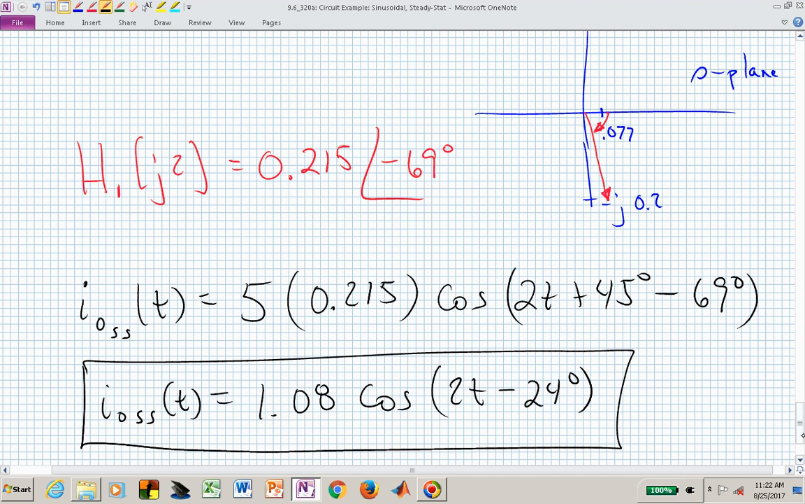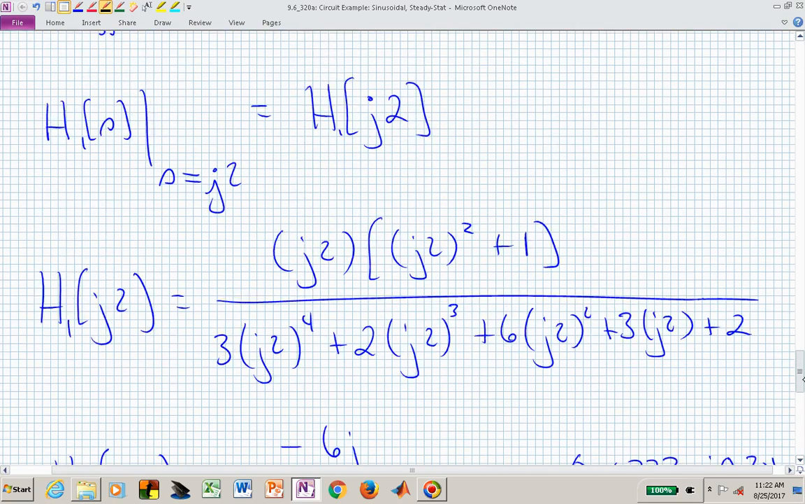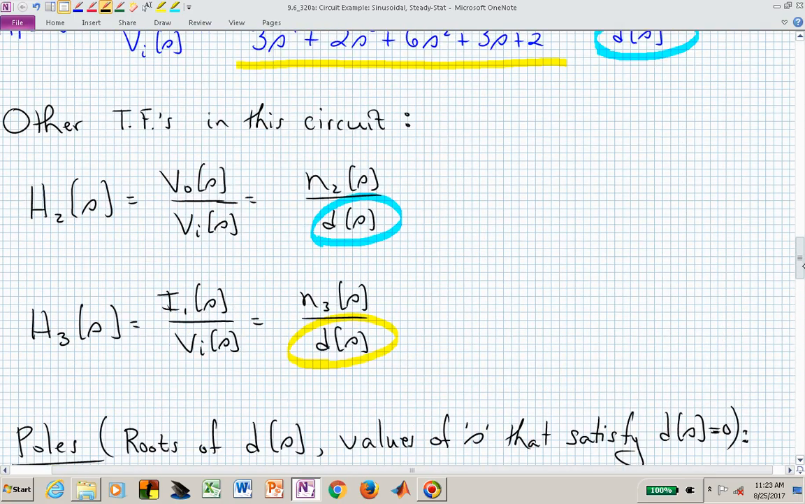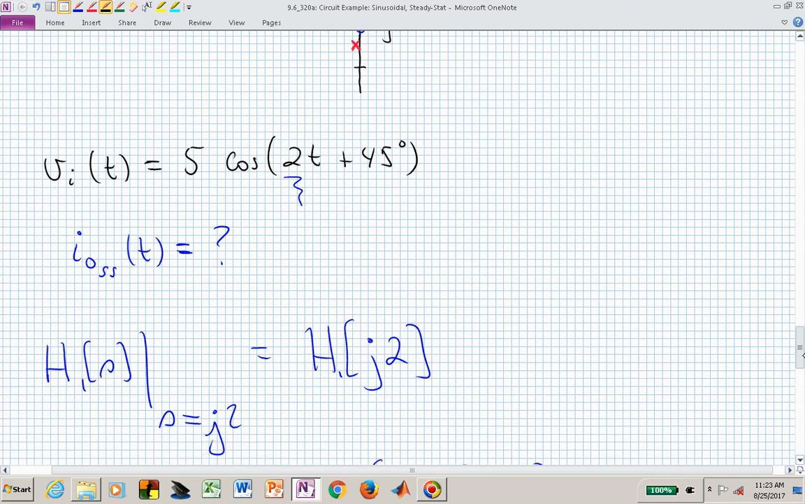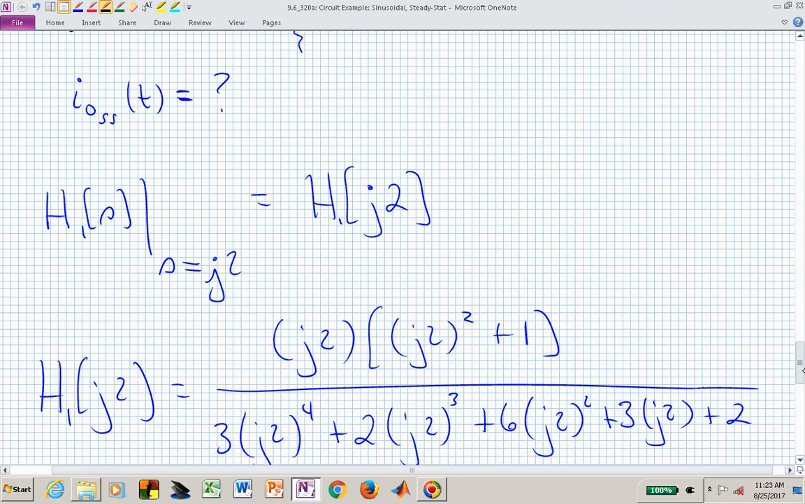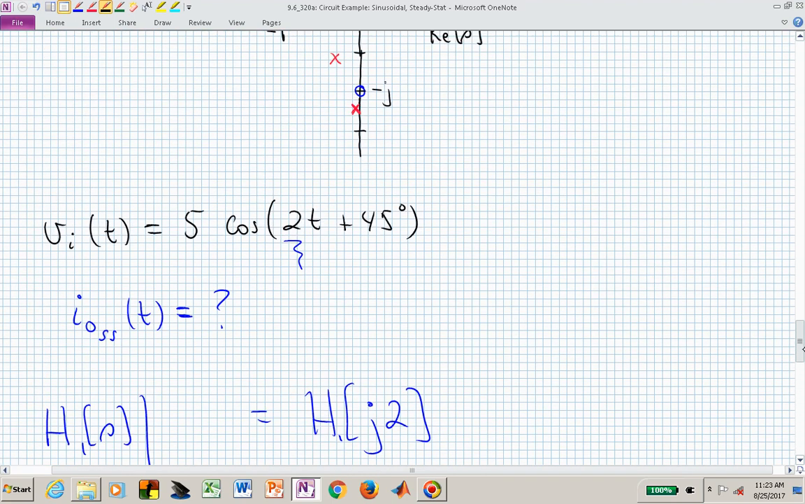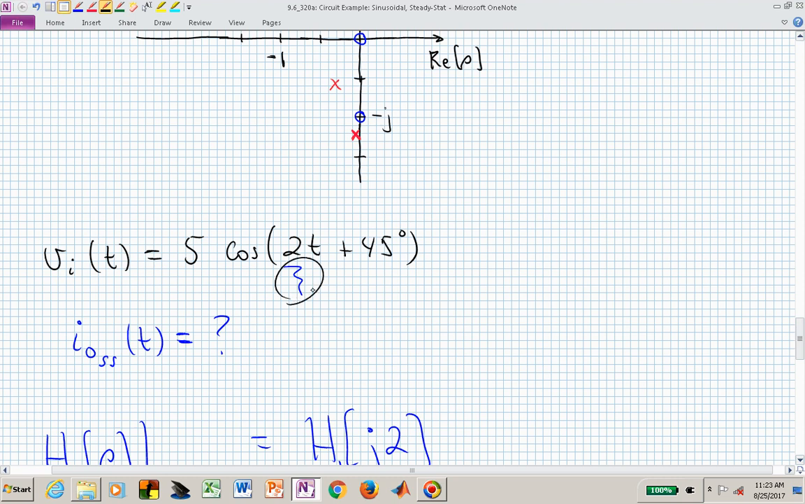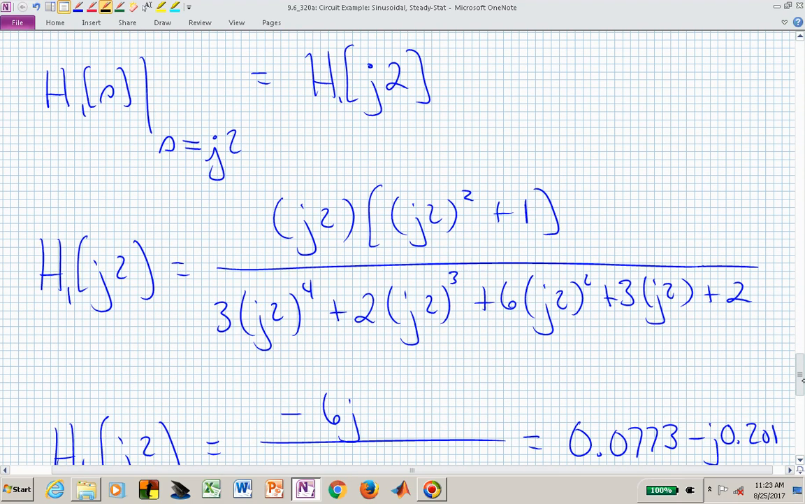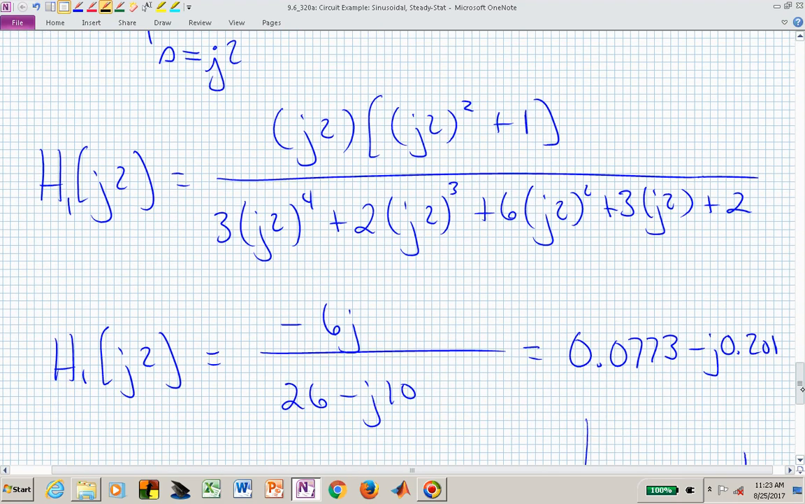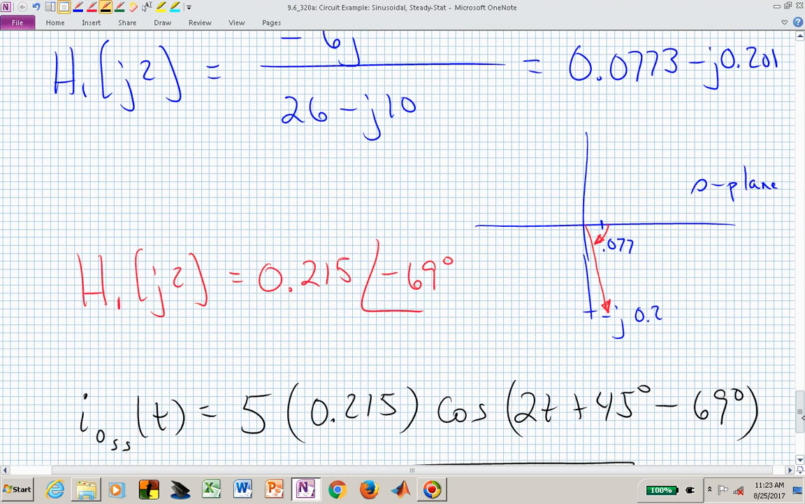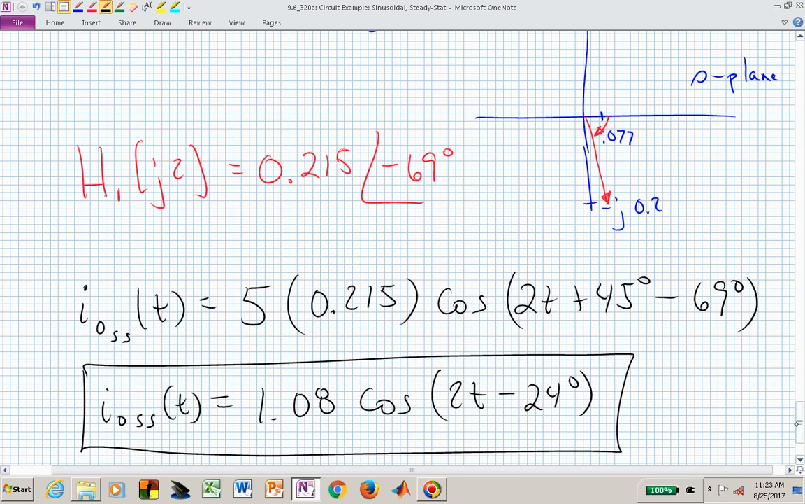And that's now the process. The hard part was finding the transfer function and evaluating that transfer function at the appropriate frequency. All we have to do is find the appropriate frequency, which is determined by our sinusoidal excitation. That's now just turning the crank, doing some complex algebra. Once we have that number, that magnitude and angle for H sub 1, we can immediately write down the sinusoidal steady state output.